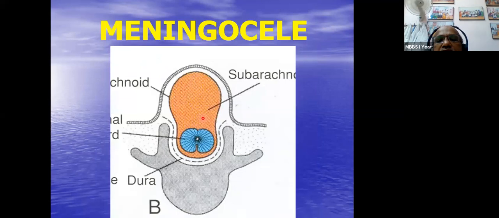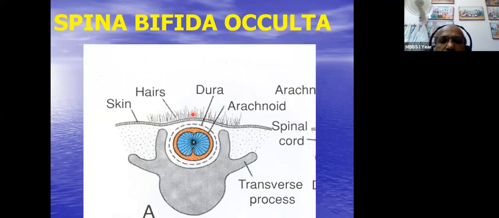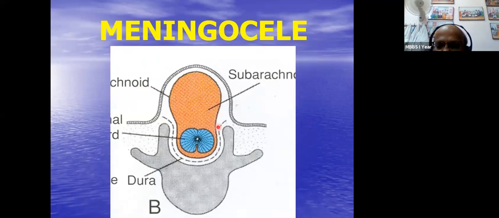So here what happens, that projection will be there at that particular site. It may be at any level, so not only at sacral level, but this is more common in the sacral level. The reason we don't know. So in the sacral level, if you have a tuft of hairs on the site of your vertebral column, you have to suspect this.